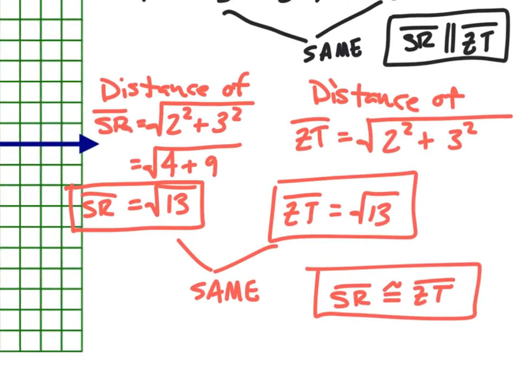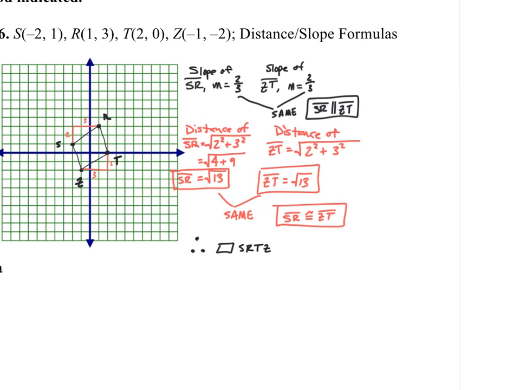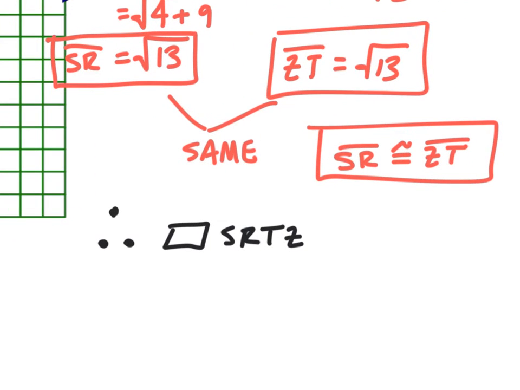So, my conclusion that I'm trying to draw is that quadrilateral SRTZ, is that right? Did I name that right? SRTZ. I've got to make sure I go around the figure like that. SRTZ is a parallelogram.